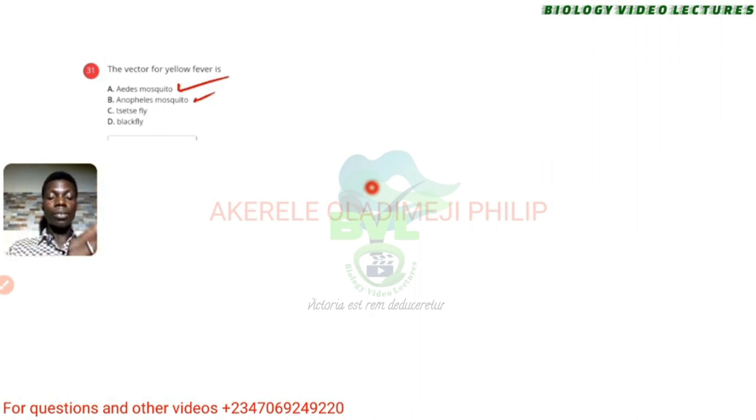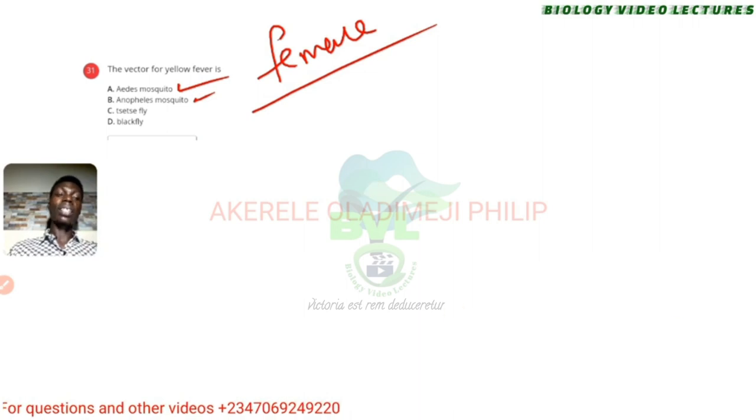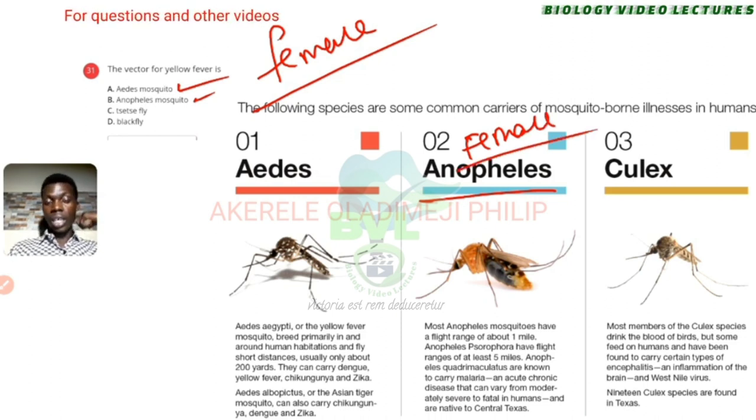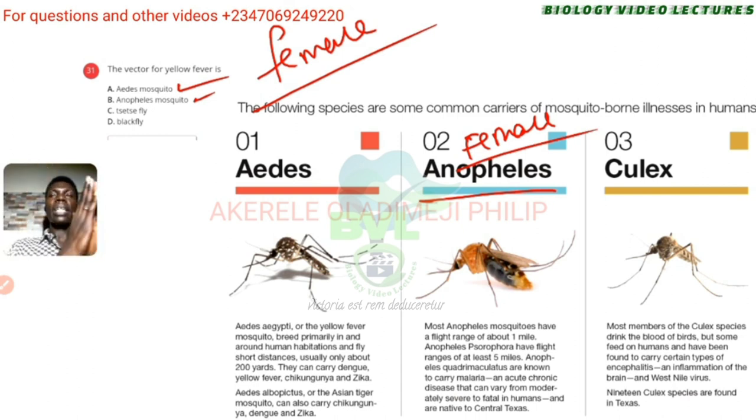Now, be careful. Most of the vectors, most of the diseases that mosquitoes stand as vector for, are transmitted by the female. I'm telling you emphatically that it is the female mosquito. Remember to put that word, female Anopheles, because it is only the female mosquito that sucks blood. It's only the female that sucks blood to incubate her eggs. So if you have options like male Anopheles, female Anopheles, and just Anopheles, then Anopheles alone is wrong. But if I can see female, the answer is female.